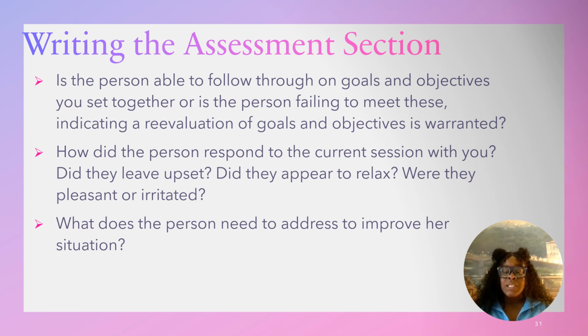Is the person able to follow through on goals and objectives you set together? Or is this person failing to meet these, indicating a reevaluation of goals and objectives is warranted? How did the person respond to the current session with you? Did they leave upset? Did they appear to be relaxed? Were they pleasant or were they irritated? And what does the person need to address to improve their situation?